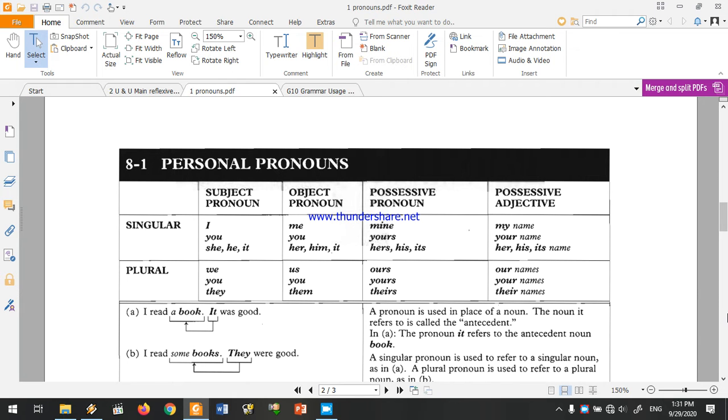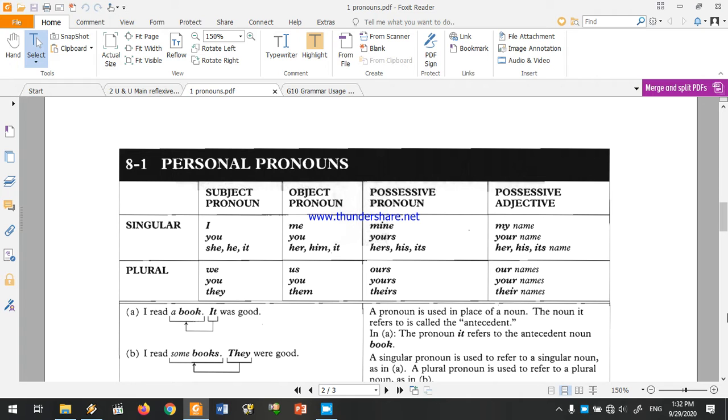Continue our talk about grammar and the topic of personal pronouns. So let's just recap the four types of pronouns we talked about. The first one was subject pronouns: I, you, she, he, it, we, you, and they. Object pronouns: me, you, her, him, it, us, you, them.